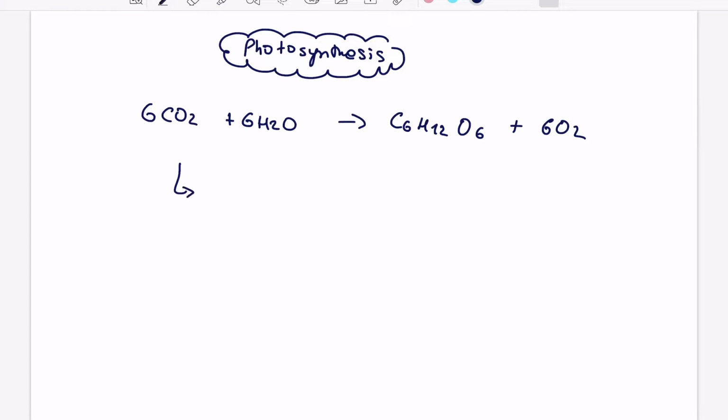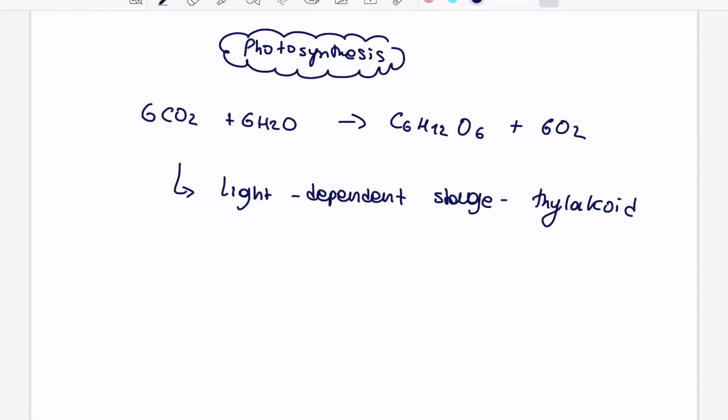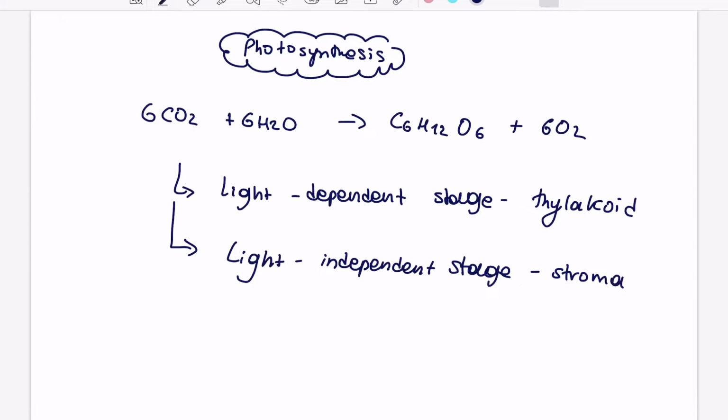So before we start with photosynthesis, we obviously need to go through the overall reaction. So this is going to be 6CO2 plus 6H2O going to C6H12O6, which is glucose, and plus 6O2. Photosynthesis is then subdivided into the two main stages, which is going to be the light-dependent stage happening in the thylakoid, which is the focus of this video. And then the second video after this will be on the light-independent stage, which happens in the stroma.